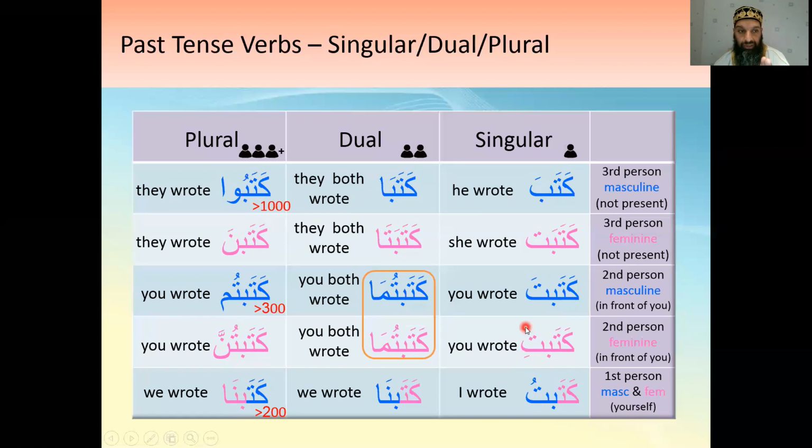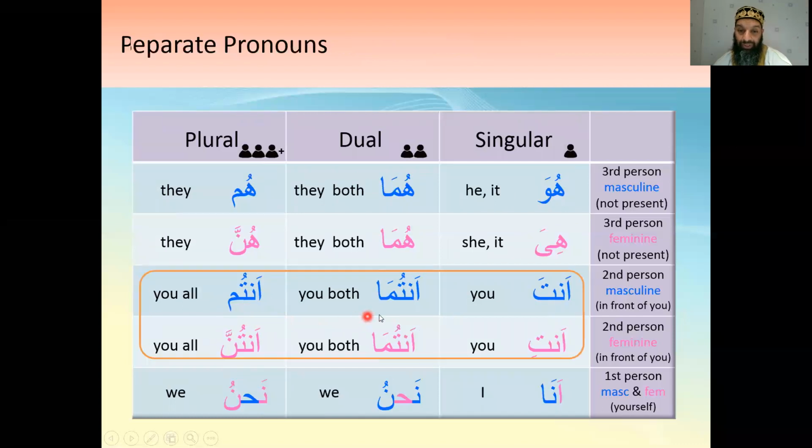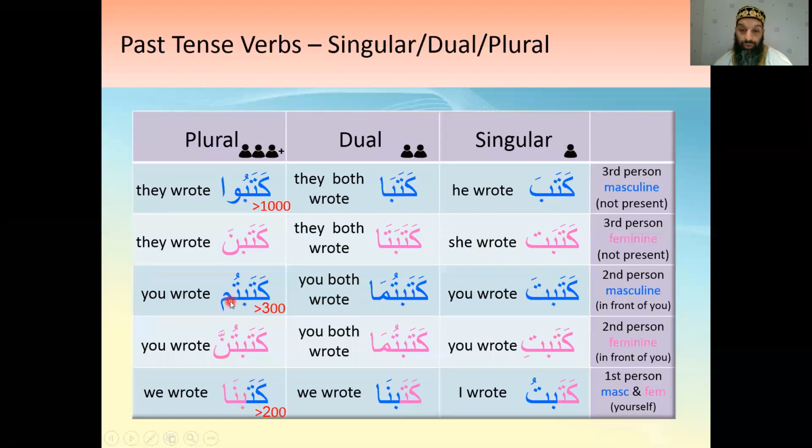Can you see? Some of this table is based on a previous table. Ta, tuma, tum. Anta, antuma, antum. Katabta, katabtuma, katabtum. I'm just showing you some similarities to help you revise. If you've learnt the previous tables properly, this one is similar for second person.